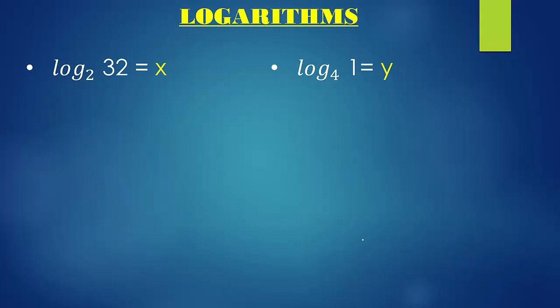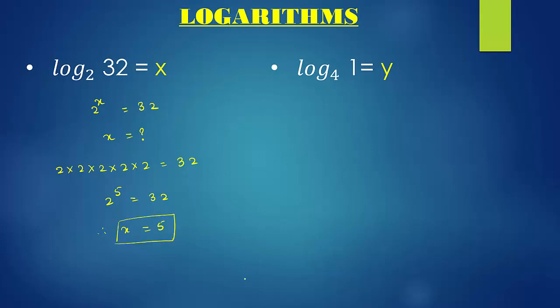Now come to the third example. Log of 32 to the base 2 is equal to x. So we can write this equation as 2 raised to x equal to 32. What is the value of x? Here 2 can be multiplied by itself 5 times. So that gives the value 32. That means 2 raised to 5 is equal to 32. Therefore x equal to how much? 5. The value of x is 5.